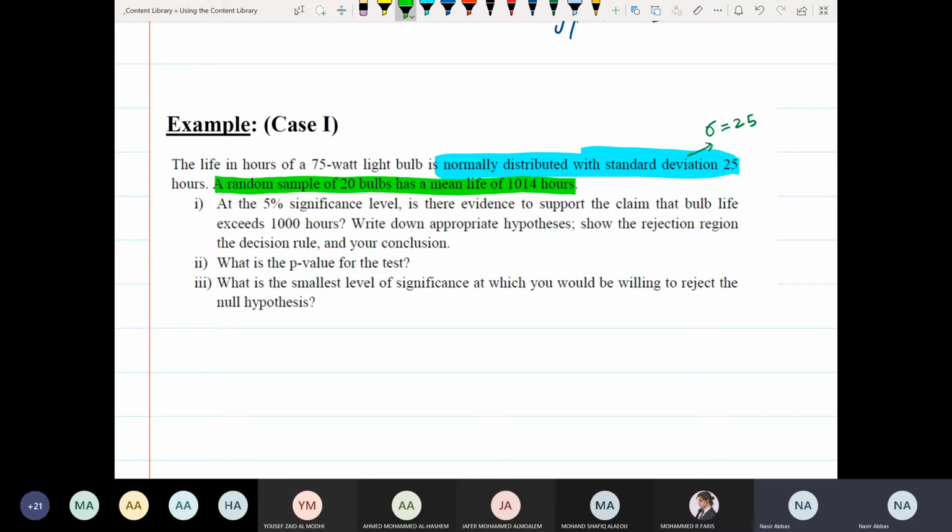All the things I highlighted in the green color are from the sample. That means your n is 20, and your x bar is 1014. If the statement was that a random sample of 20 bulbs has a mean of 1014 and a standard deviation of 25, you would say that standard deviation is S. But here the standard deviation is attached with the distribution, and the distribution is basically the population. It's a model of the population.